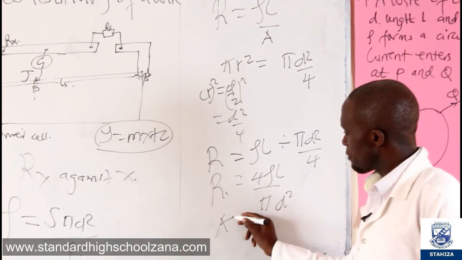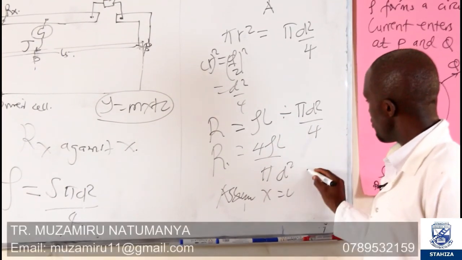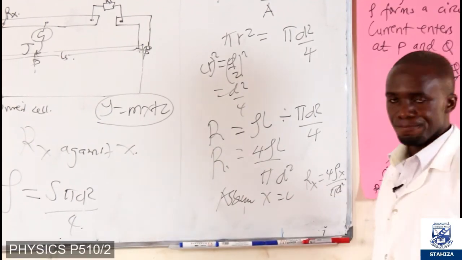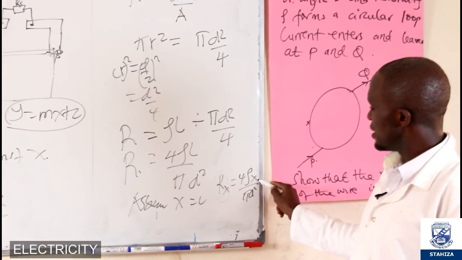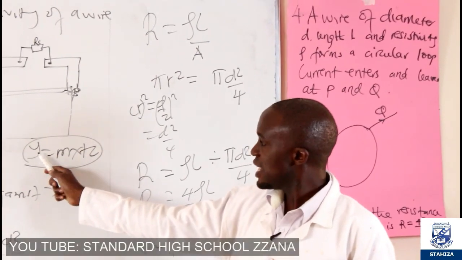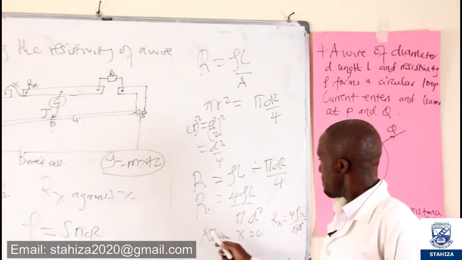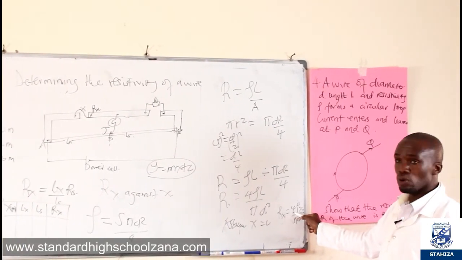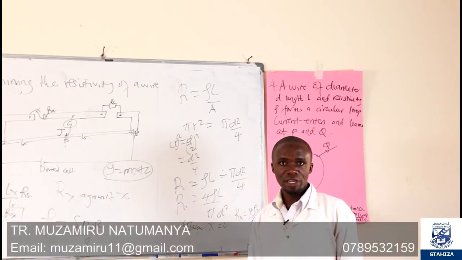Now, assuming of course X equals L, in other words, this is my X, we shall have Rx equals 4 rho X out of pi d squared. From here, we are plotting a graph of Rx against X. Therefore, 4 rho out of pi d squared is a constant. Remember, when we plot a graph of Y against X, we find the gradient, which is termed as the slope. Therefore, we have Rx equals 4 rho out of pi d squared times X. Let's have a short break. We shall pick from there.